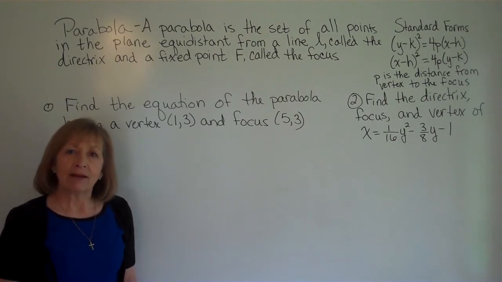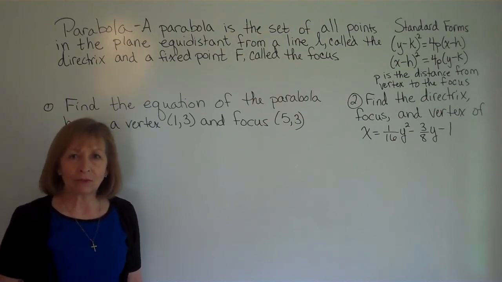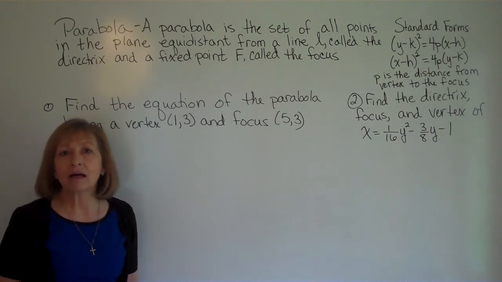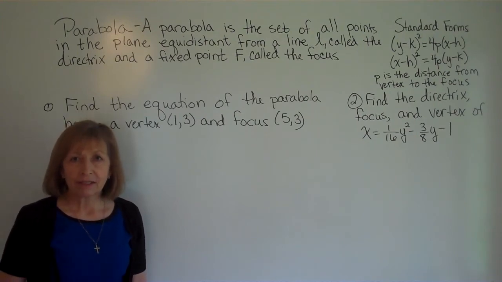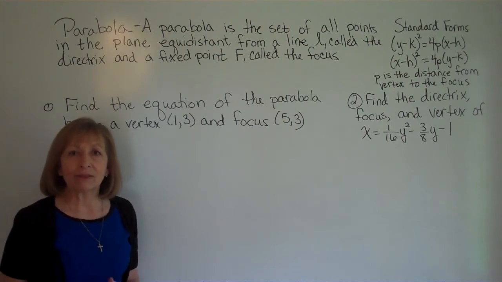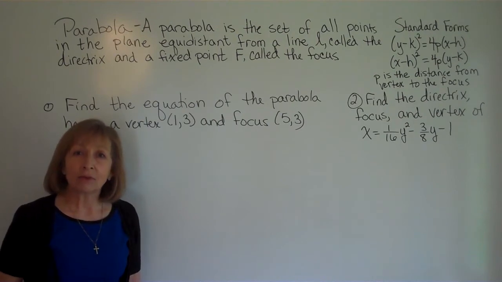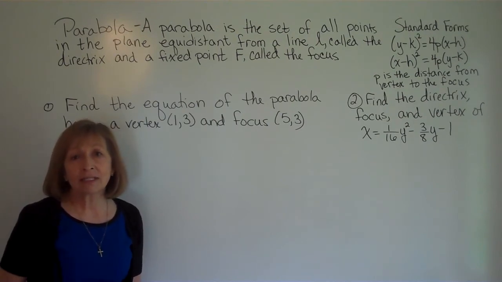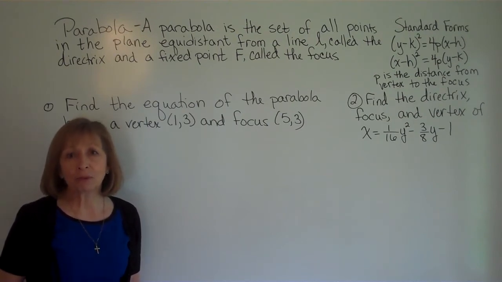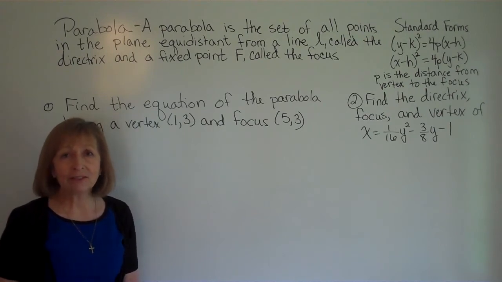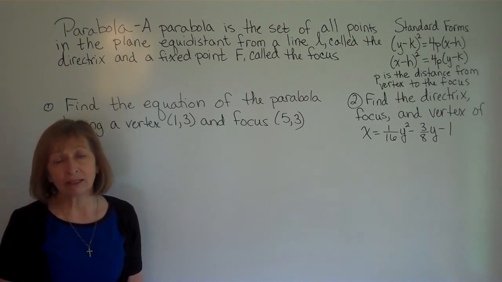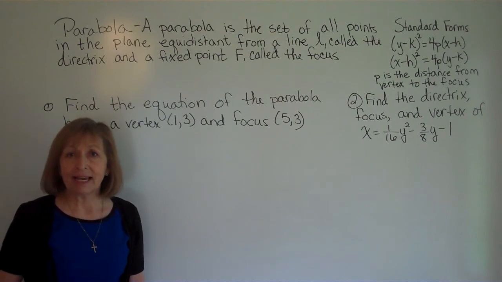When we look at the graphs of what slices of a cone would give you, we get things called a conic section. There are 4 different shapes that we can get depending on the way that we slice a cone. One is a parabola, another one is a circle, another one is an ellipse, and then the 4th one is a hyperbola.